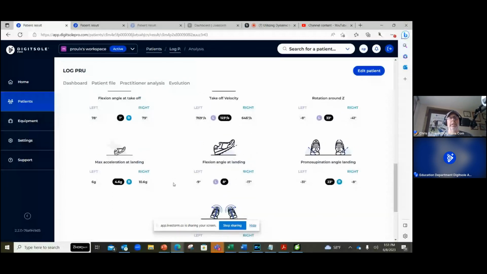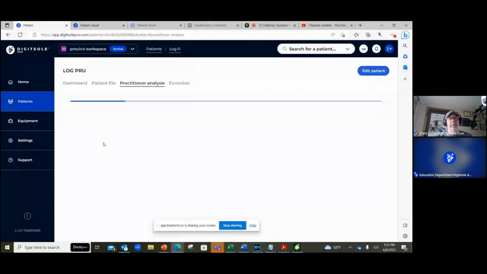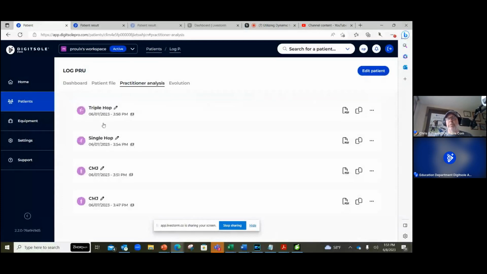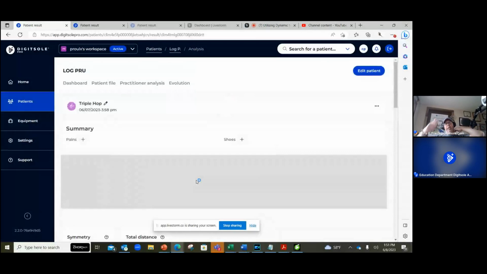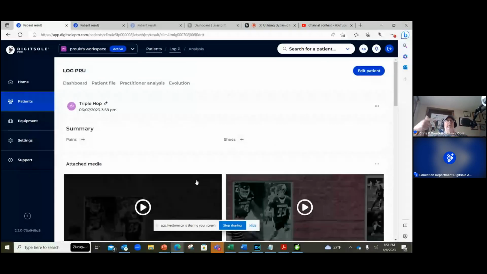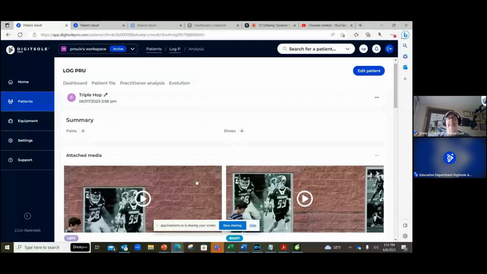Okay. Let's look at the triple. So the triple hop, this is one of my favorites. And here's why. It's a repeated hop. So when you're telling the person to perform this particular skill, you want them to jump as fast and as far as possible on each one of their hops and then stick that last landing, right? The other characteristic that I really like from this is we get ground contact time.